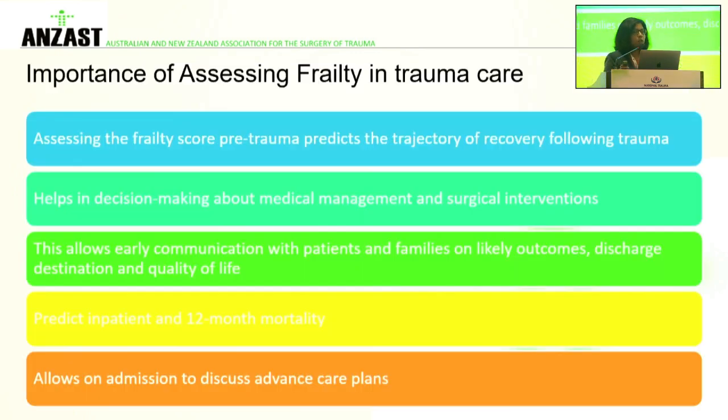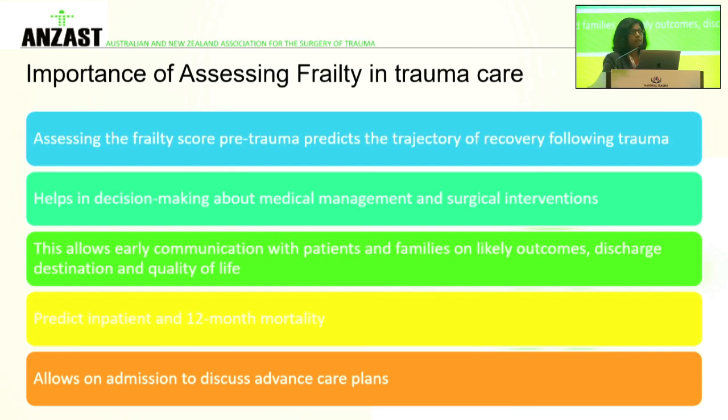So the outcome of this study is that by assessing the frailty score pre-trauma, we can predict the trajectory of recovery following trauma, which helps in decision making about medical management and surgical interventions. This allows early communication with patients and families on likely outcomes, and also can help plan discharge destination and quality of life. And also we can predict the inpatient mortality and 12-month mortality.